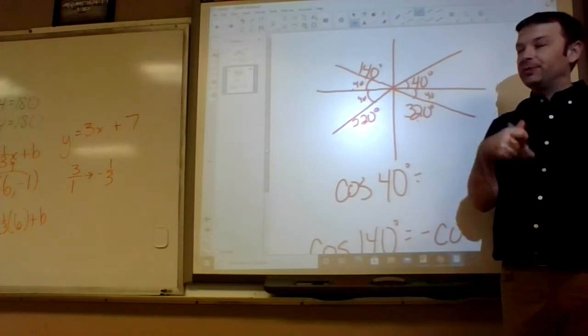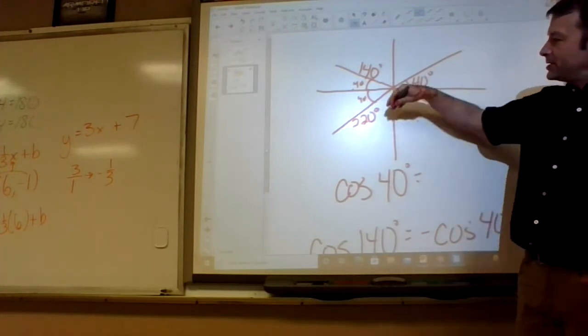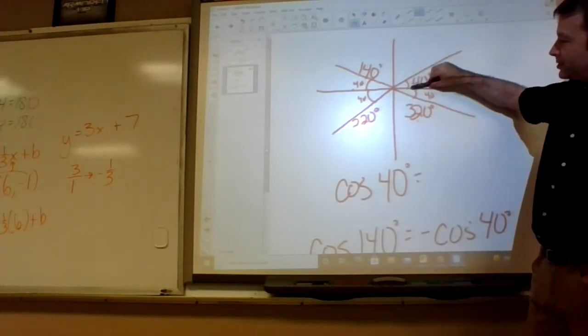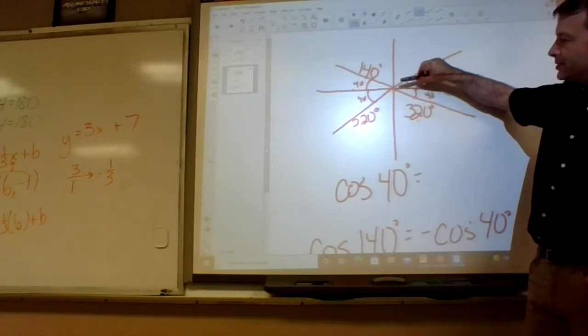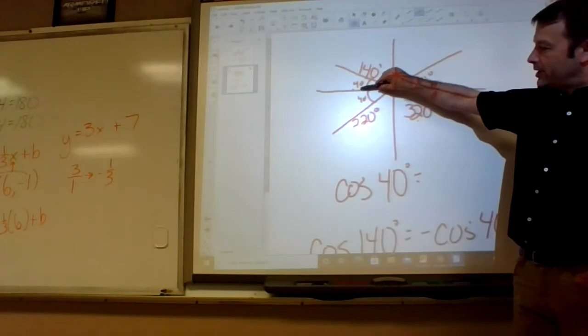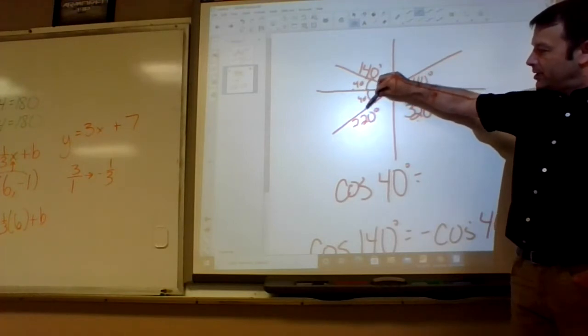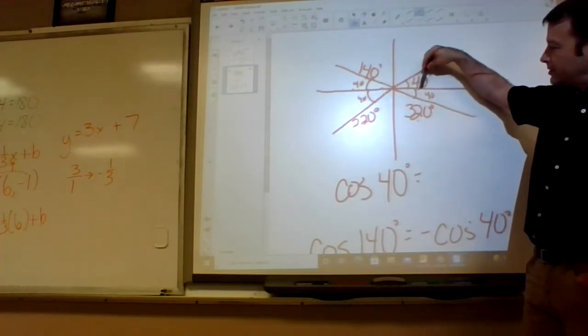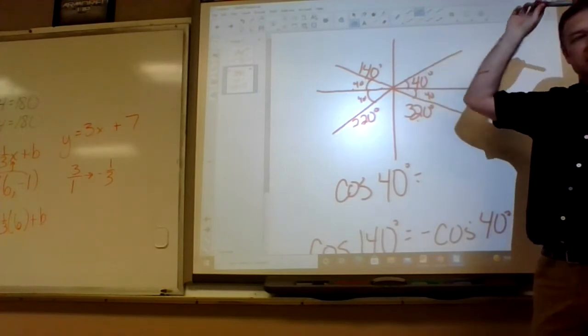But you can try it now if you want to, plug them both in. It's basically, whatever angle is in this first quadrant, this is the reference angle. And that's how far it's going to be from 180 in the second quadrant, how far it is from 180 in the third quadrant, and how far it is from 360 in the fourth quadrant.